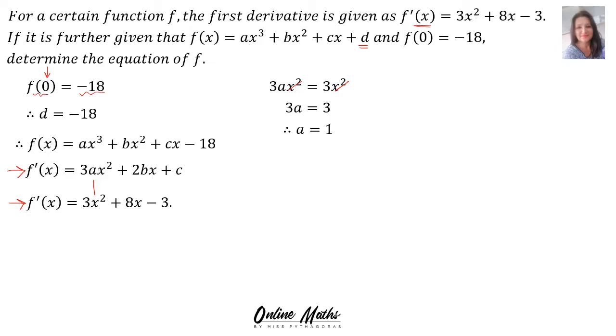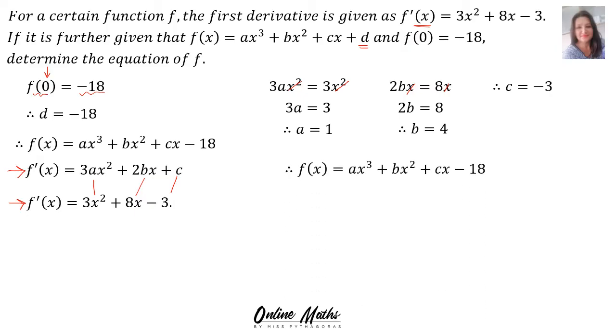In the next step, we can equate the two x terms by saying 2bx is equal to 8x. x and x will cancel. 2b is equal to 8. Therefore, b is 4. And in the last step, c is equal to negative 3. Therefore, the equation of f will be, in a's place, we substitute 1. In b's place, we substitute 4. And in c's place, we substitute negative 3. And then we already know that d's value is negative 18. And there's your equation.